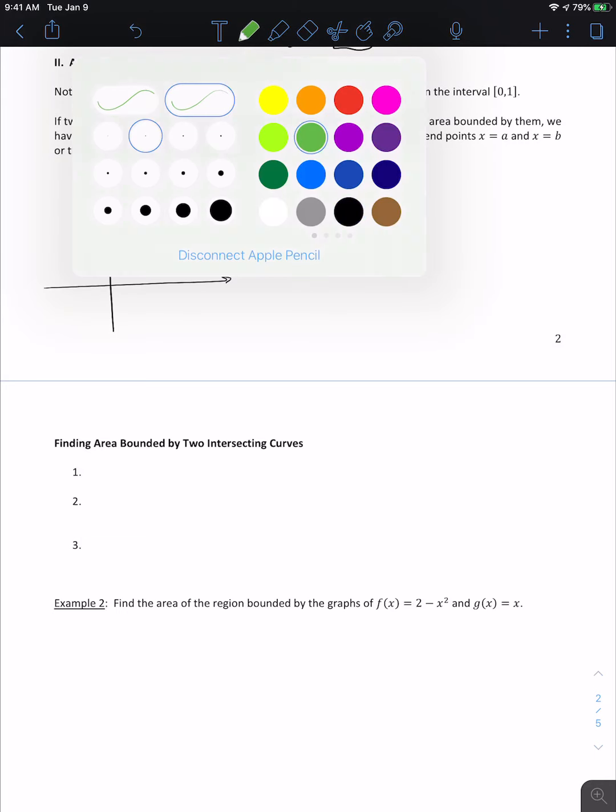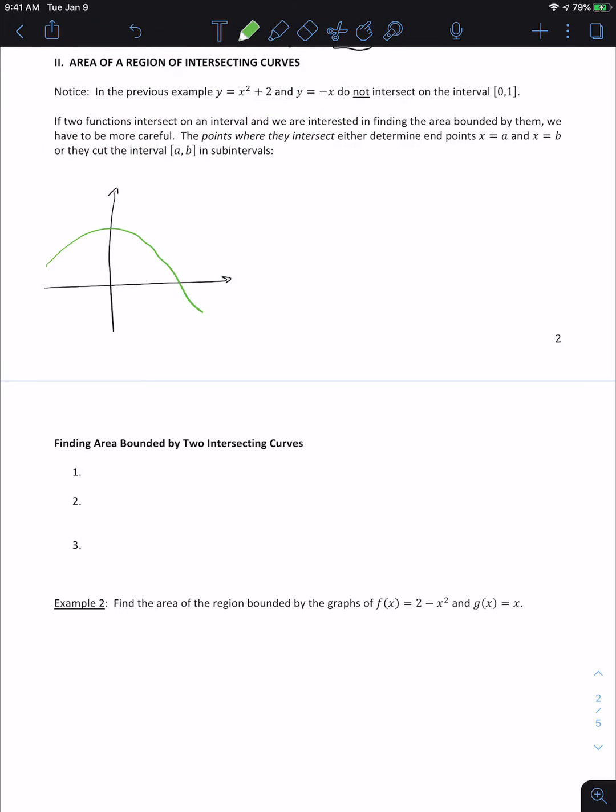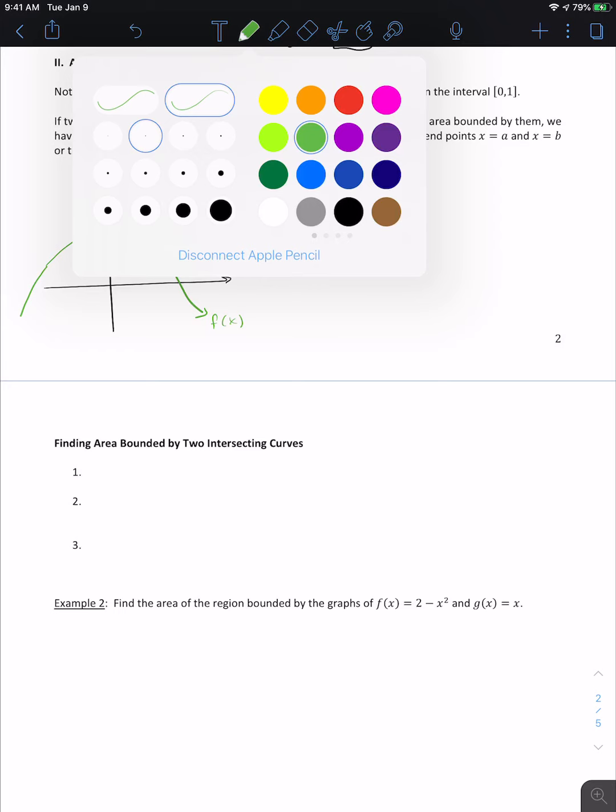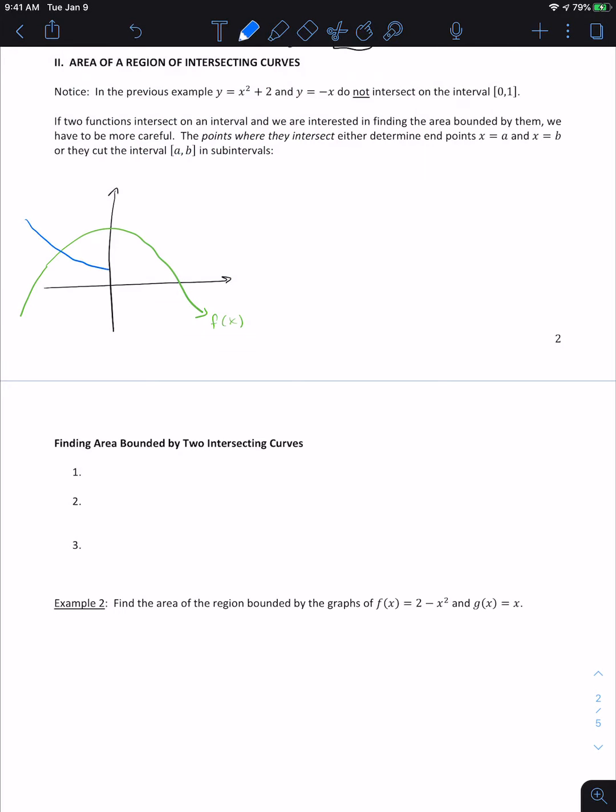An example of that would be if I had a function that looked like so. Say f of x was this function, and we should probably continue that like this, and say g of x was this function.